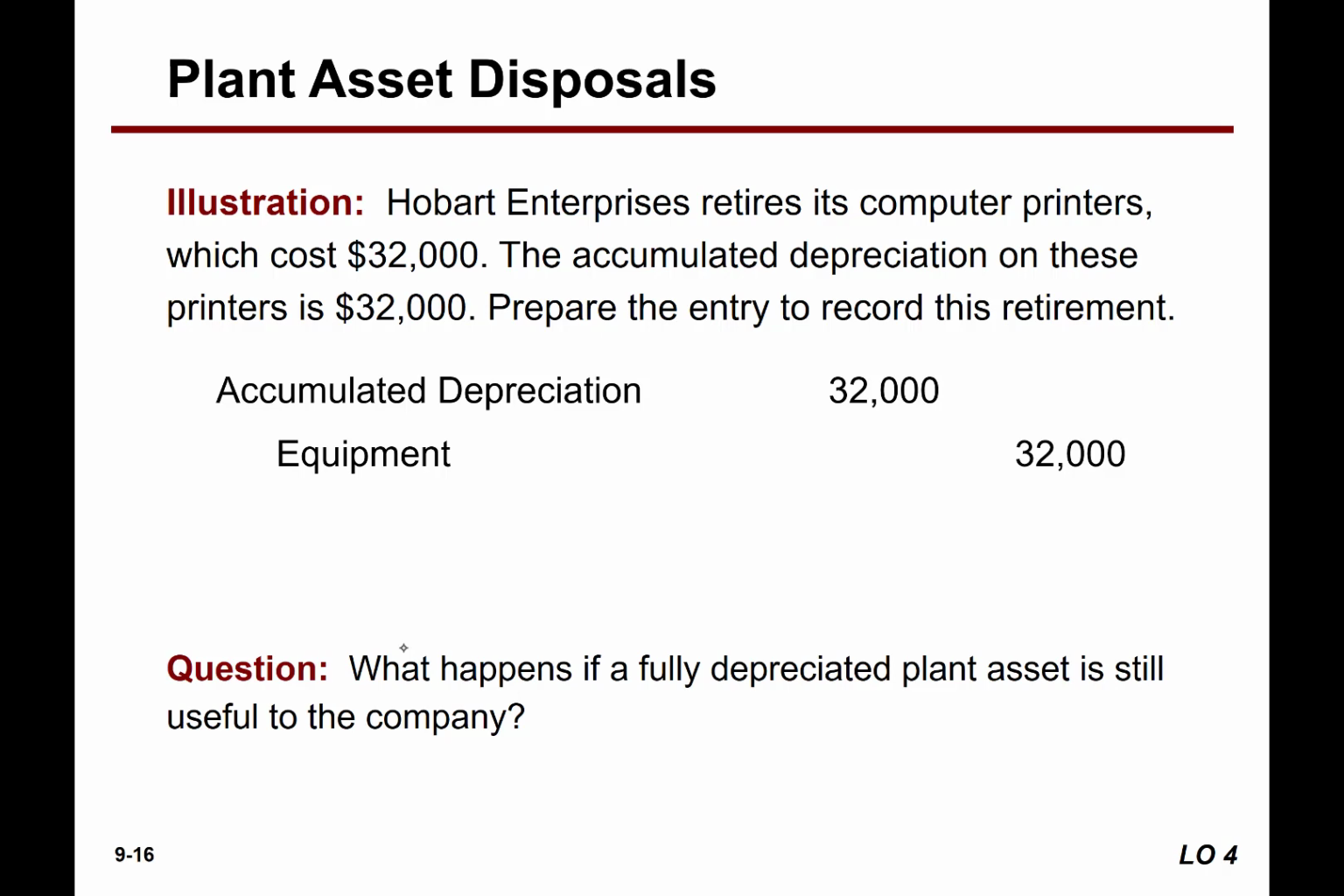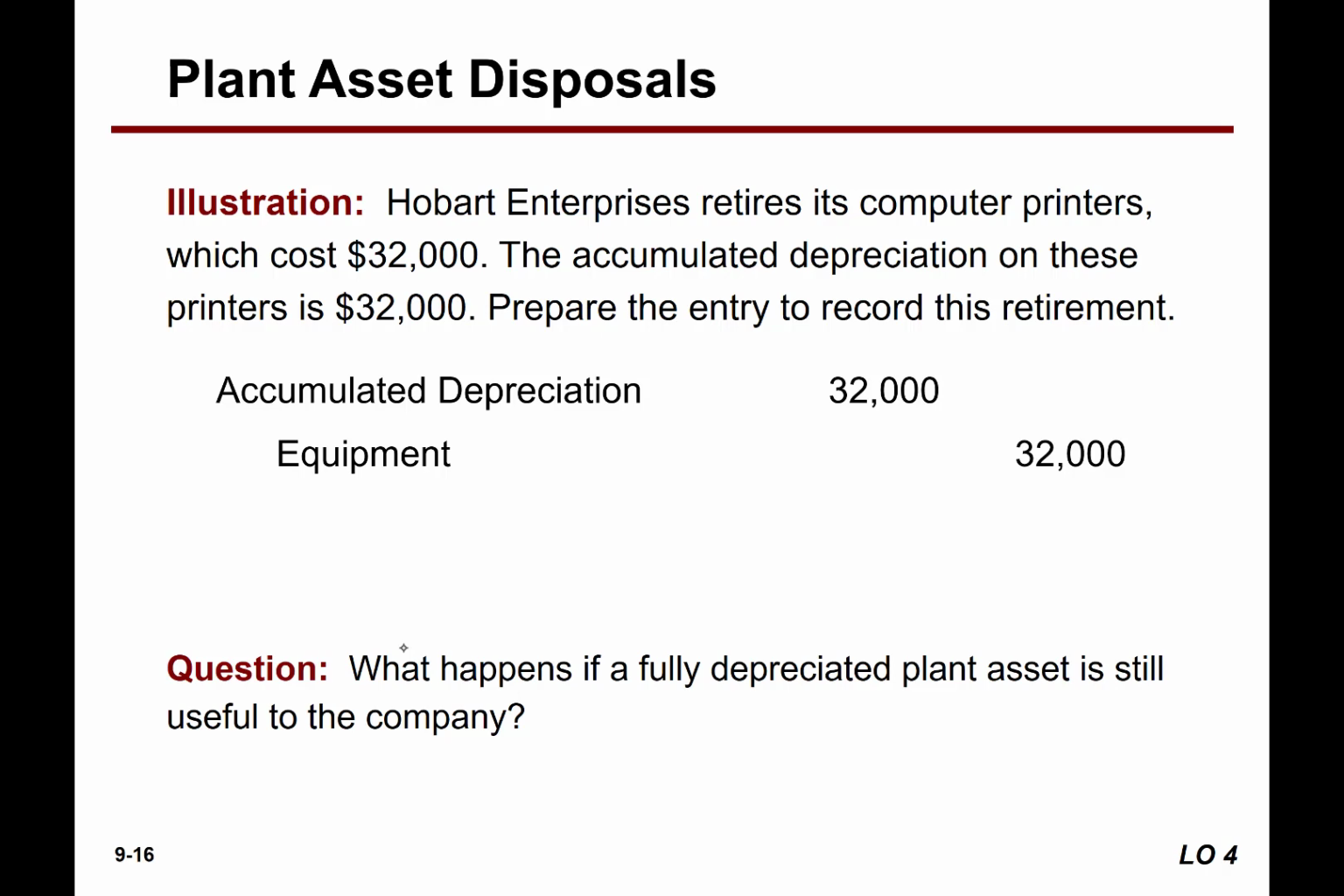Remember we said there doesn't have to be. So the accumulated depreciation equaled the equipment, and if you just junk it after that, you debit the accumulated depreciation to get rid of it. You credit the equipment to get rid of it. Is this whole thing gone?